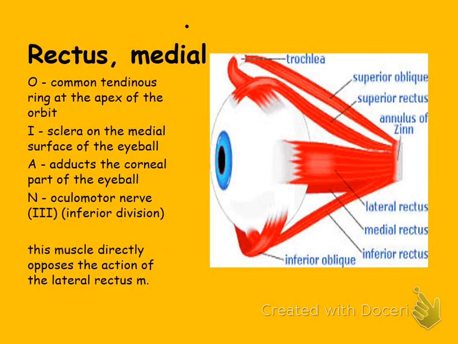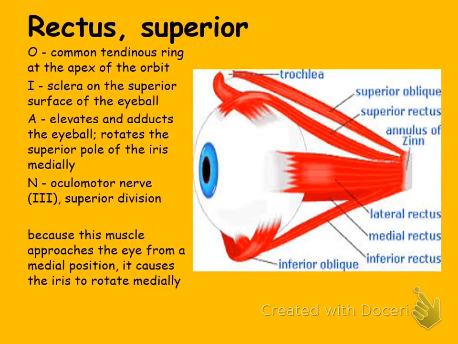Rectus medialis pulls your eyes inward. If you have a muscle that's too contracted, like some people have lazy eyes that don't move very well, those muscles are imbalanced. The lateralis isn't pulling the eye back, or the medialis is too strong pulling the eye inward, depending on what we have. Rectus superioris moves your eye upward. Common tendon again, and it inserts on the sclera, the superior part of the eye.